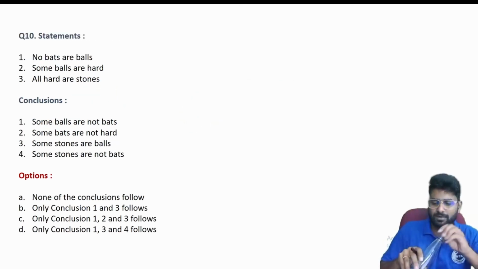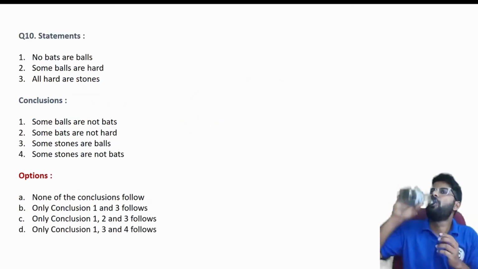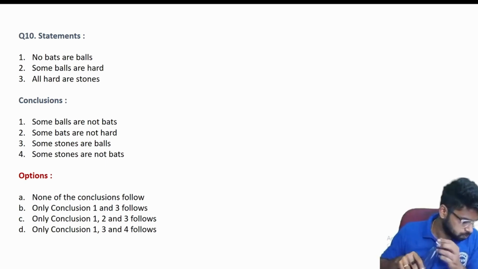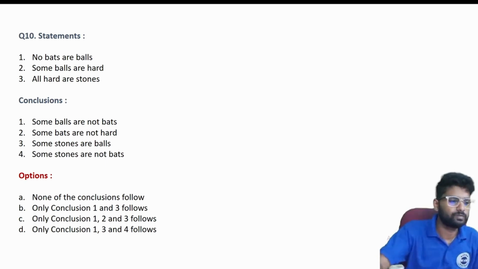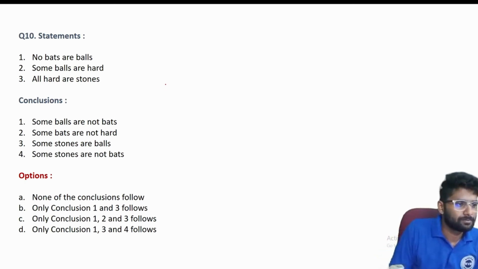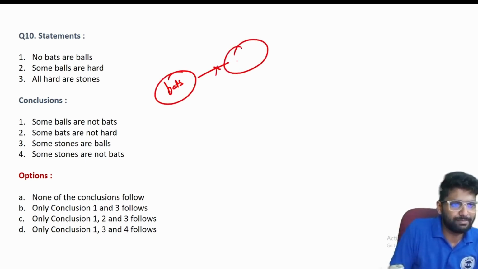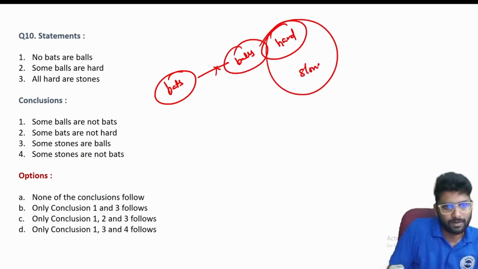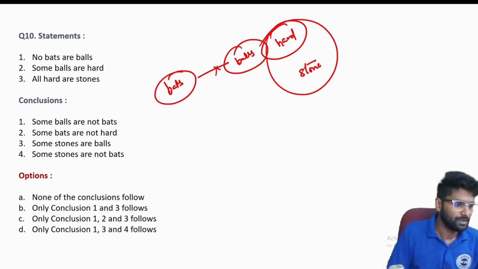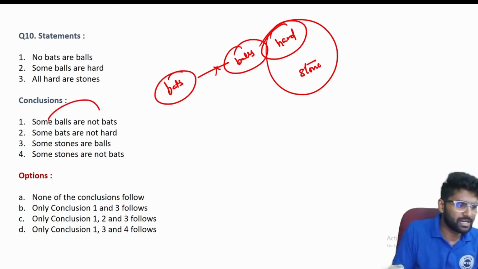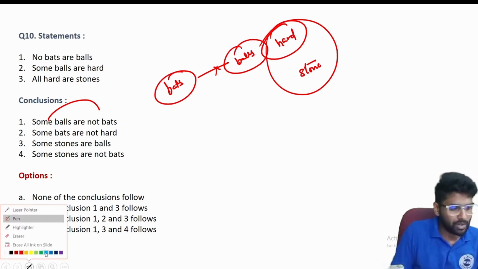Next, no bat is a ball. Some balls are hard. All hard are stone. Now, guys, if any conclusion is related to some not, verify whether all is possible or not.